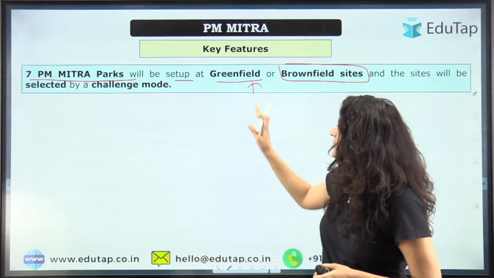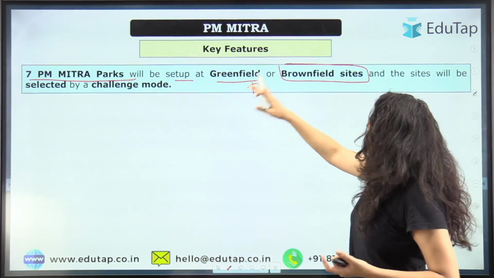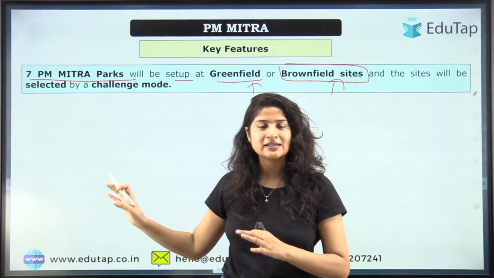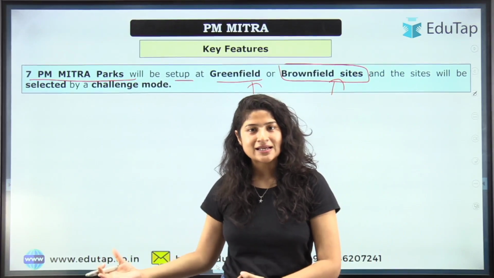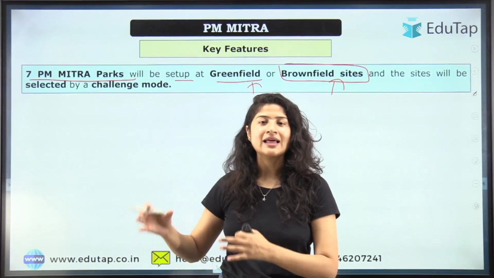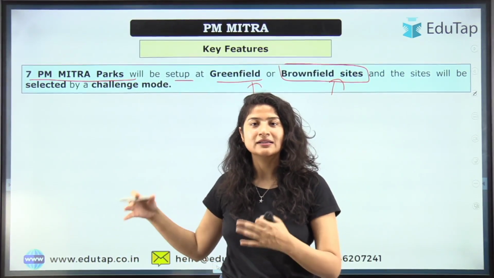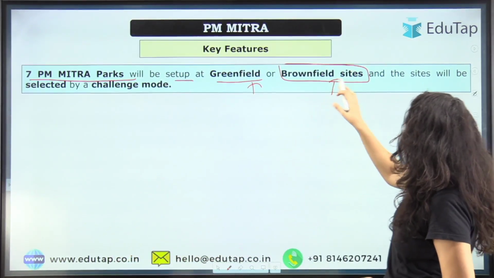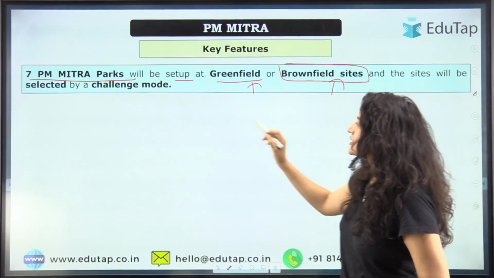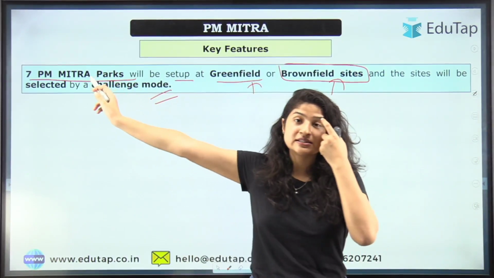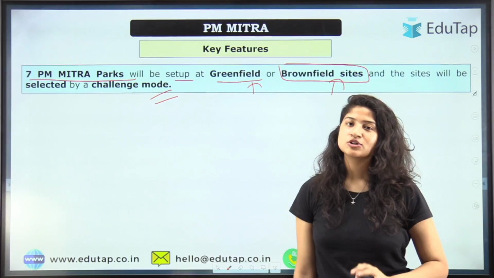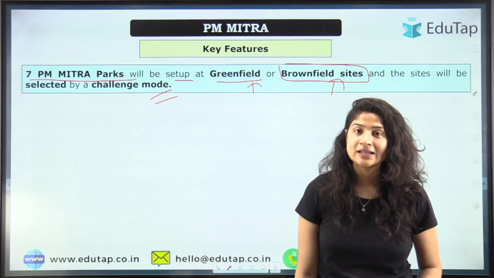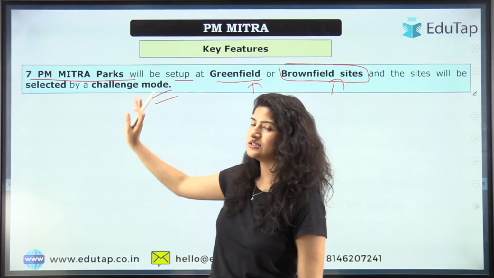So it can happen in a new site also, or brownfield sites. What does it mean? In an area, some of the textile industries are already there. So what can be done? That particular area can be developed. Other sectors can be integrated in that area only, right? So that will become your brownfield sites, and the sites will be selected by a challenge mode. Because see, the central government is saying that we will establish only 7 mega parks for now. But then how will they select the states, right? So for that, a challenge mode is there.